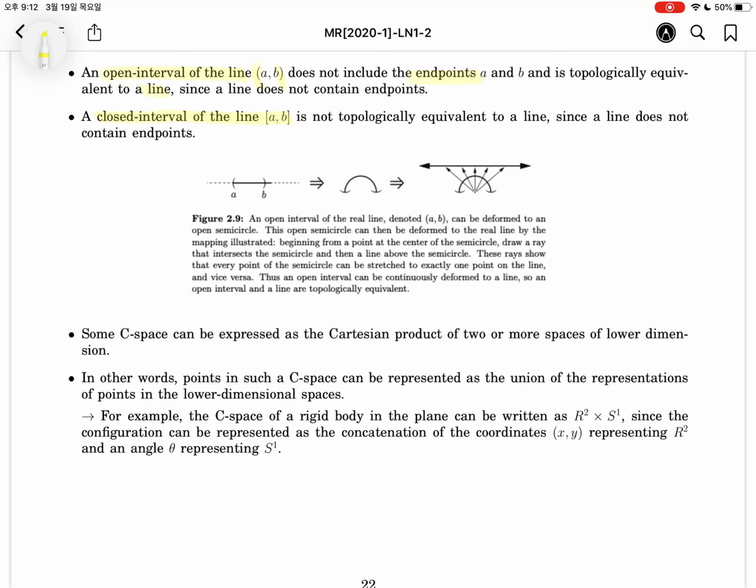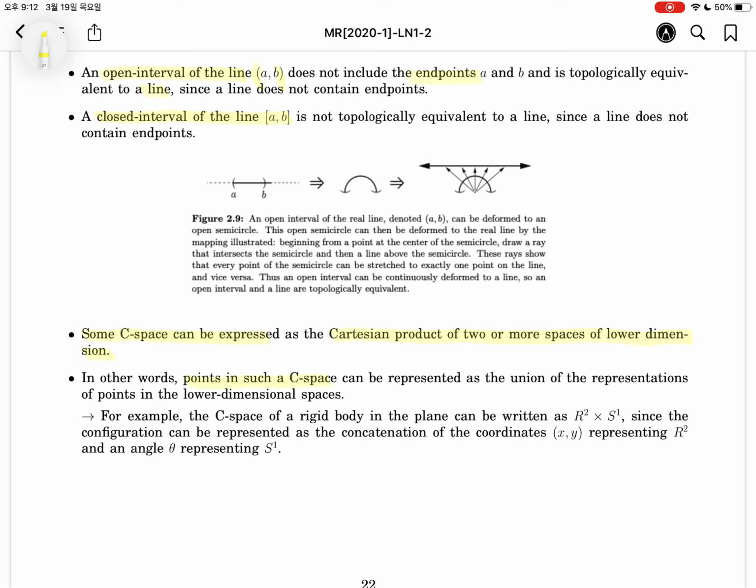On the other hand, the closed interval of the line does have endpoints, so it cannot be changed into the circle or the line. So the closed interval of the line is a basic element of a topological space. Some C-spaces can be expressed as the Cartesian product of two or more spaces of lower dimension.